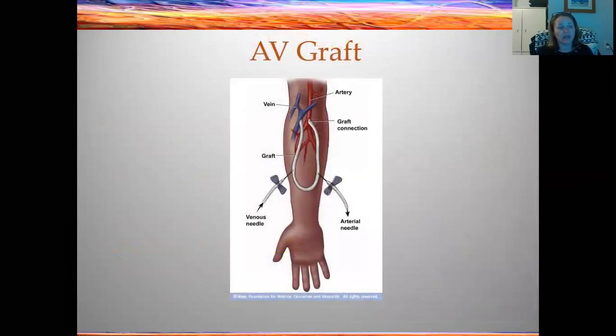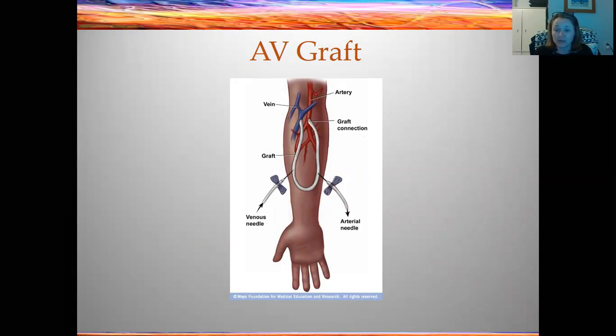Next up is an AV graft. So the difference is that it is artificial. So it's basically like an artificial fistula. It is created by putting in a synthetic or a biologic graft material between the artery and the vein. It is used when the patient's vessels aren't suitable for an AV fistula.